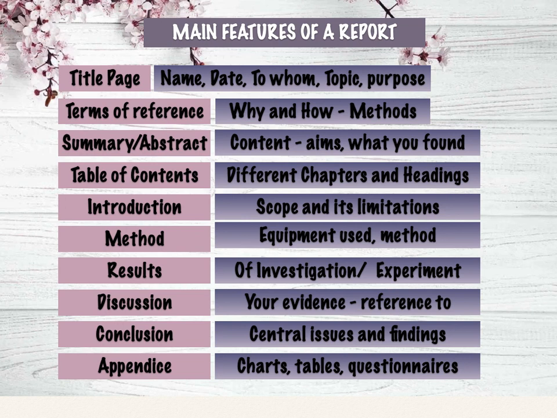Then comes terms of reference. Here you would be stating why and how: why this report is written and how this report is written. So naturally you will be discussing the methods used here. Then comes summary or abstract. This is the content where you would be explaining the aims of the report and what you have found out. Then comes table of contents.